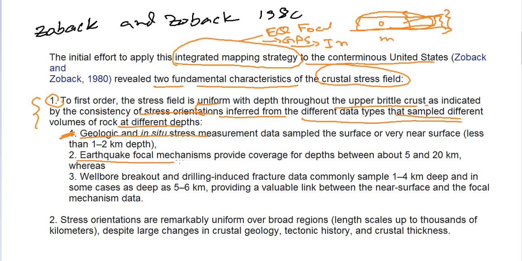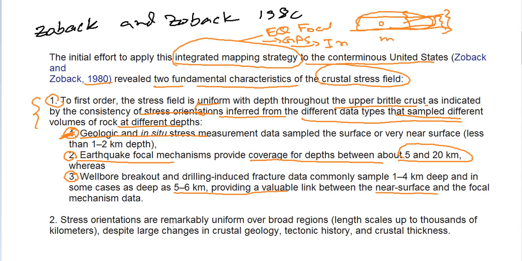And the earthquake focal mechanism covers depths between 5 to 20 kilometers. Oil borehole breakout and drilling-induced fracture data commonly sample 1 to 4 kilometers depth, in some cases as deep as 5 km, providing the valuable link between the near surface and the focal mechanism data. So the stress from all three is consistent with the stress field being uniform with depth throughout the upper brittle crust, and that was found by Zoback and Zoback in 1980.